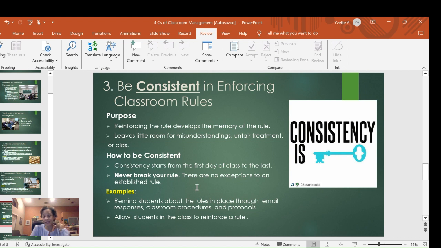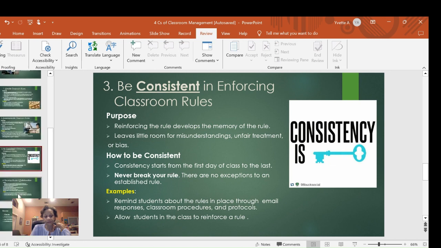If you can't be consistent with a rule, maybe because it doesn't work for you or you're not comfortable with it, it's better for you to eliminate the rule than to inconsistently enforce it.